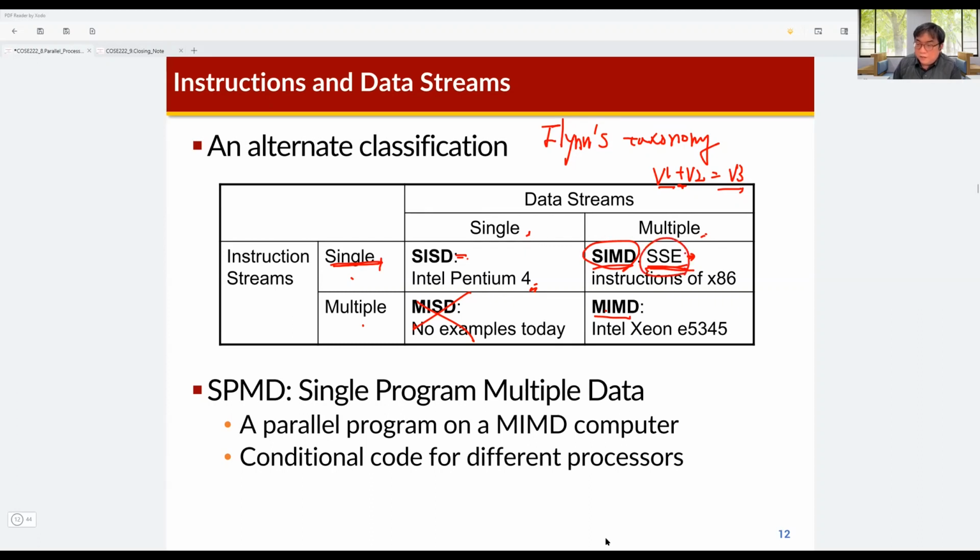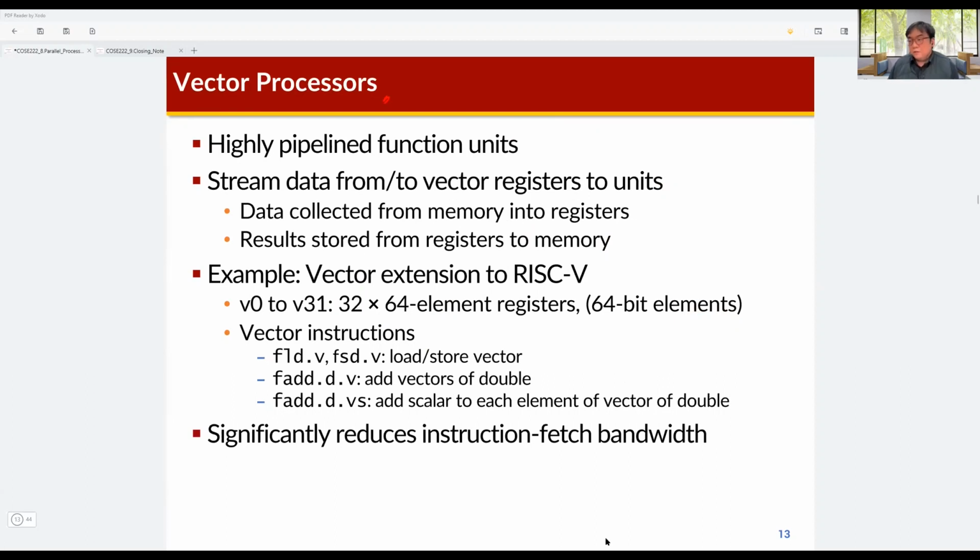And the SSE instruction is supported by a vector processor. MIMD, multiple instruction handling multiple data, is the multi-core architecture like Intel Xeon. So let's focus on SIMD architecture. SIMD is a parallel architecture, a parallel processor, and usually we can use vector processors, as I said.